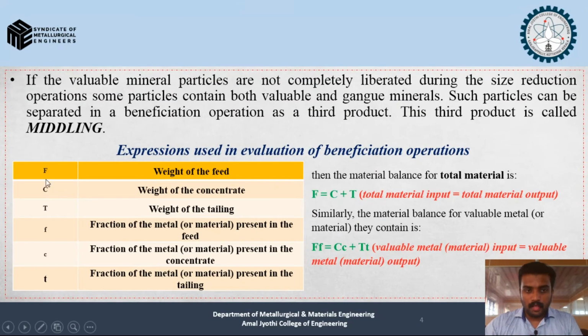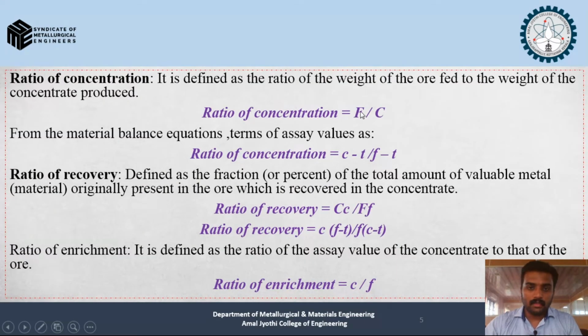So we have F and C here. Definitely F will be more in number, that is, the feed will be higher than the C, that is the concentrate. So the value of F is more compared to C. That means in the ratio of concentration the denominator is lesser than the numerator. So we have a ratio of concentration with a higher value.